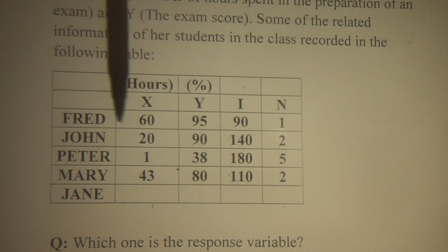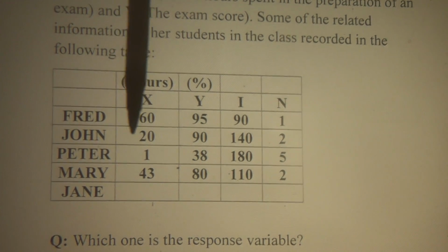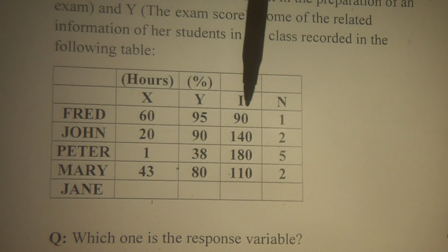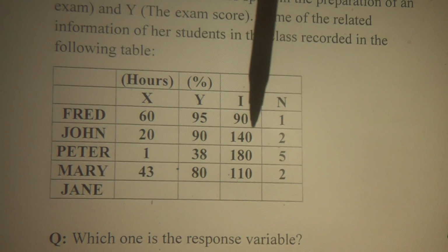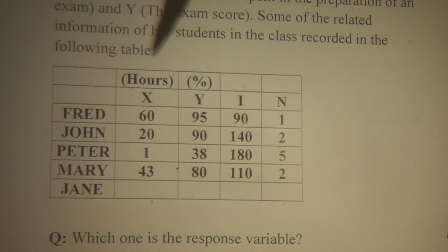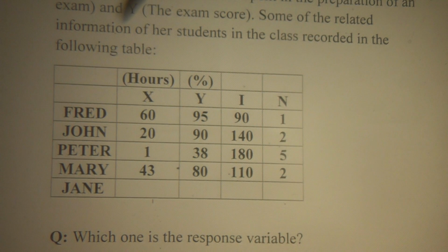Although Fred spent 3 times more study time than John, what Fred earned is not 3 times more than what John earned. Okay? And the reason is because of IQ. The reason is IQ. Okay?